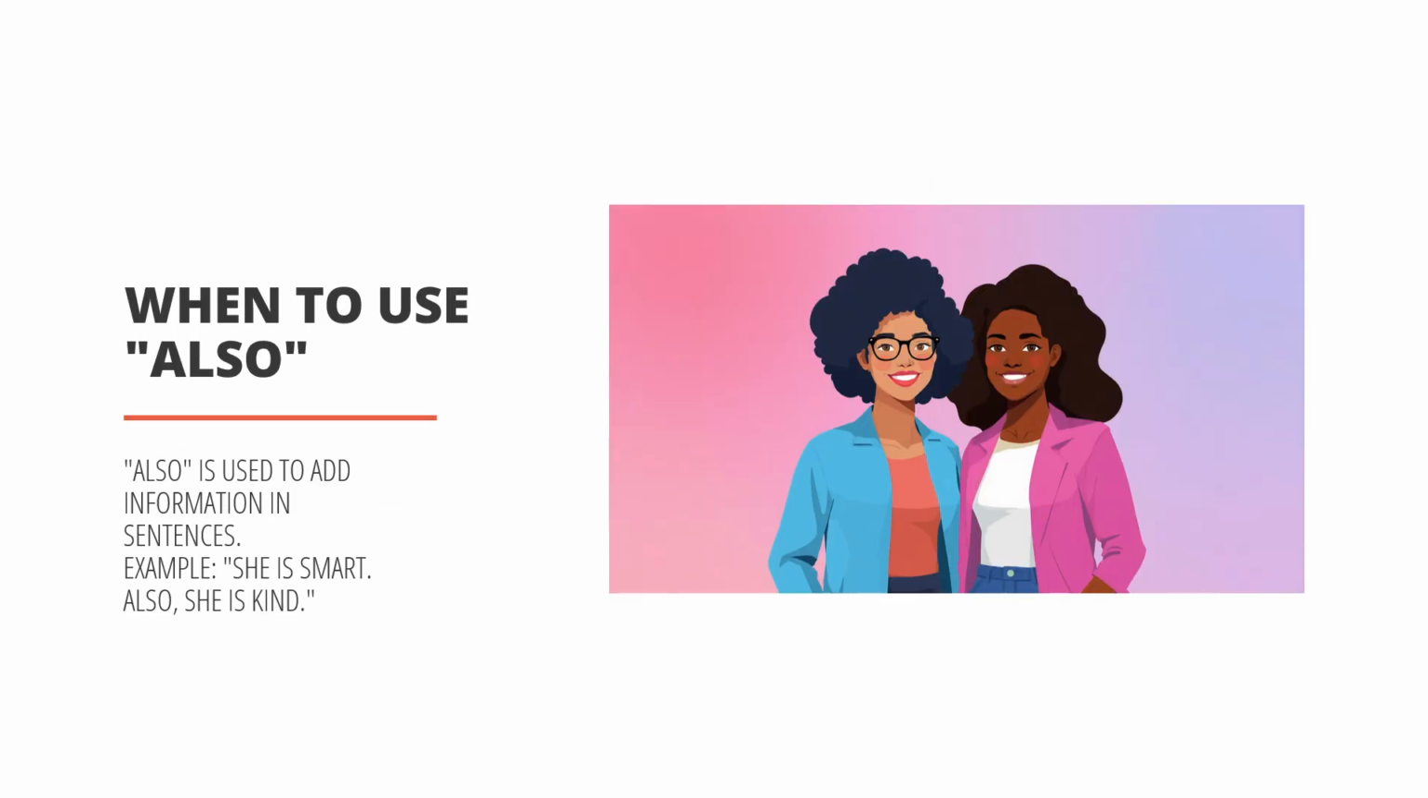When do we use also? We use also when we want to add information in our sentences. For example, she is smart. Also, she is kind. We added another quality about her using the word also.